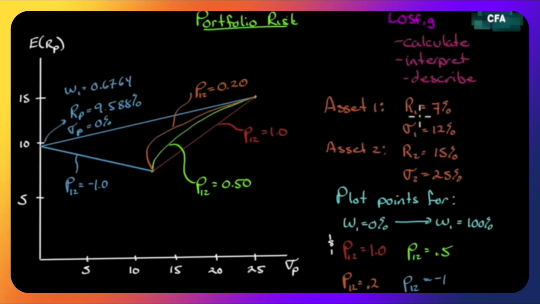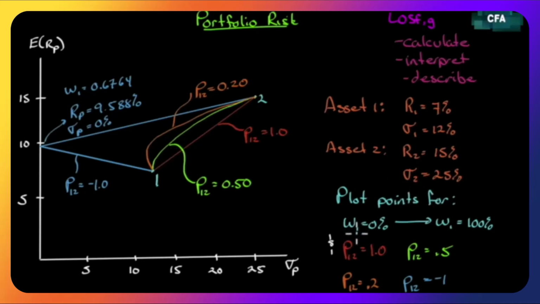So all I did was I went up the vertical till I got to about 7%, and I went across to find 12% down here, and this became asset 1. There's that point for asset 1. For asset 2, it had a 15% return. Move across until we get to 25% on the standard deviation. There is asset 2. And what we're going to do, we're going to plot some points for this relationship.